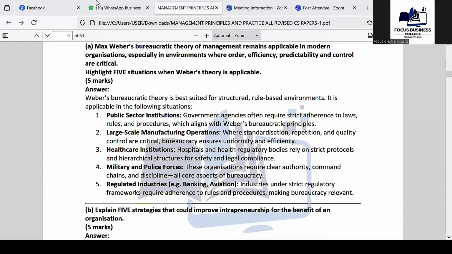Then the next one is regulated industries, e.g., banking and aviation.